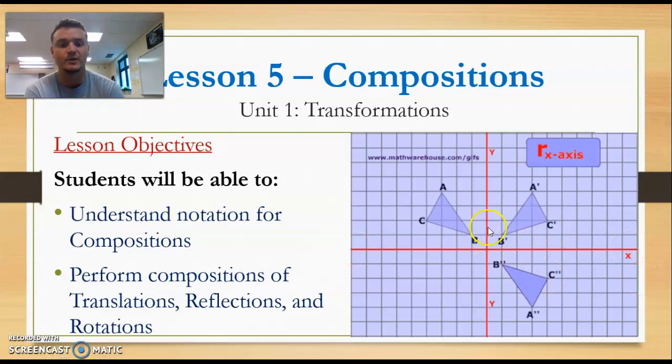If you look at the graphic over here to the right, you should notice this is actually what a composition is. It's when you perform some sort of transformation and then you perform a second transformation on the already transformed figure. So this example right here, this GIF, is an example of what a composition would look like. The first one is a reflection over the y-axis. And then the second transformation is the reflection over the x-axis. And we'll talk about what the notation might look like for something like that.